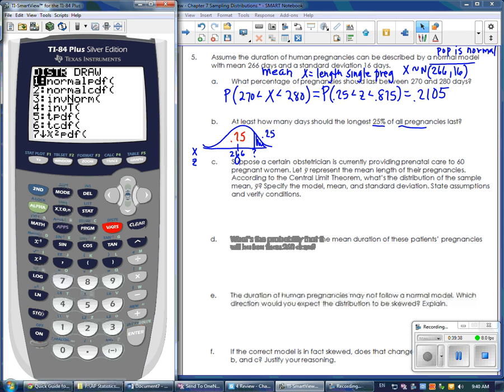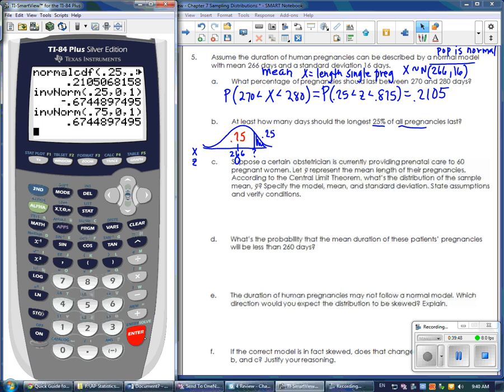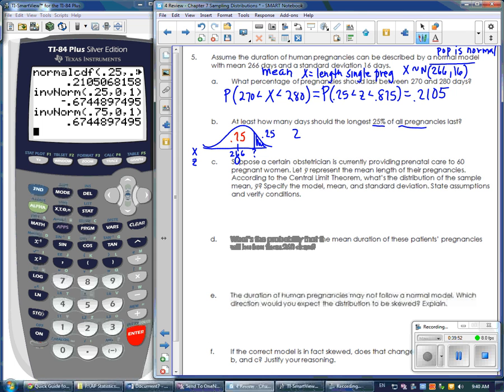So now if I go back and do the inverse normal command with 75% area to the left, that's going to give me the correct z-score. And so the z value I get is then going to be the positive value. So I know that my z-score is equal to 0.6745.